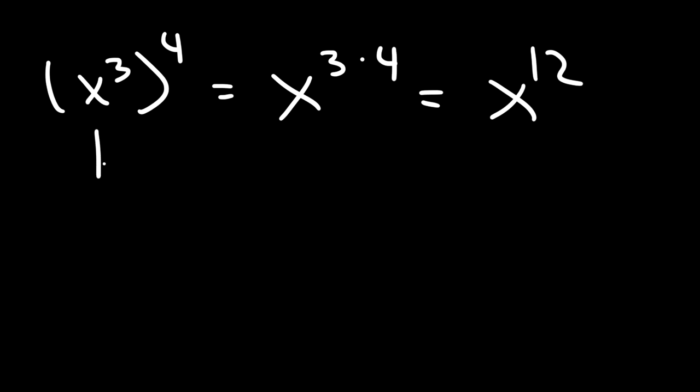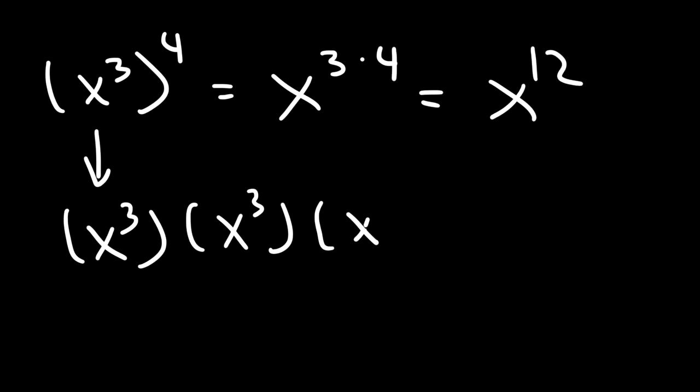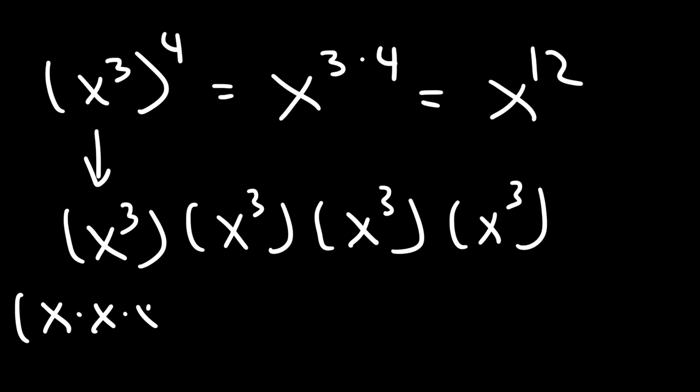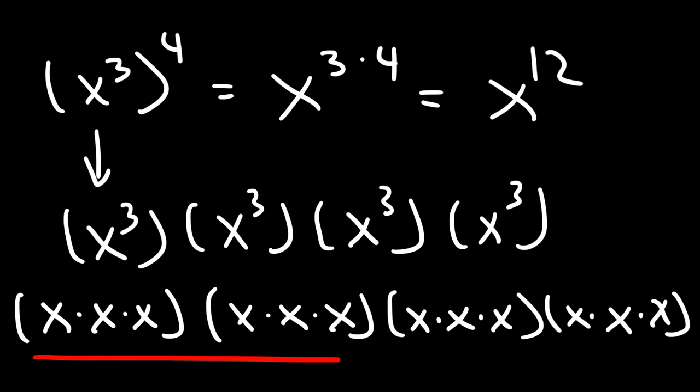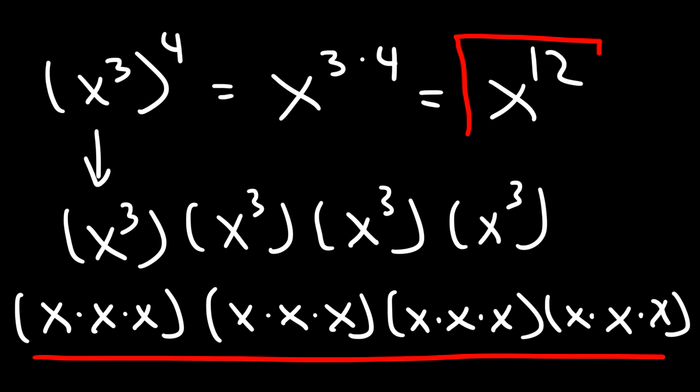And one way to think about it is that what you have here represents 4 x cubes being multiplied to each other. So that's what x cubed raised to the 4th power means. And each x cubed represents the multiplication of 3 x variables. So if you count all of the x variables that you're multiplying, you're going to get a total of 12. And so that's why the final answer is x to the 12th power.